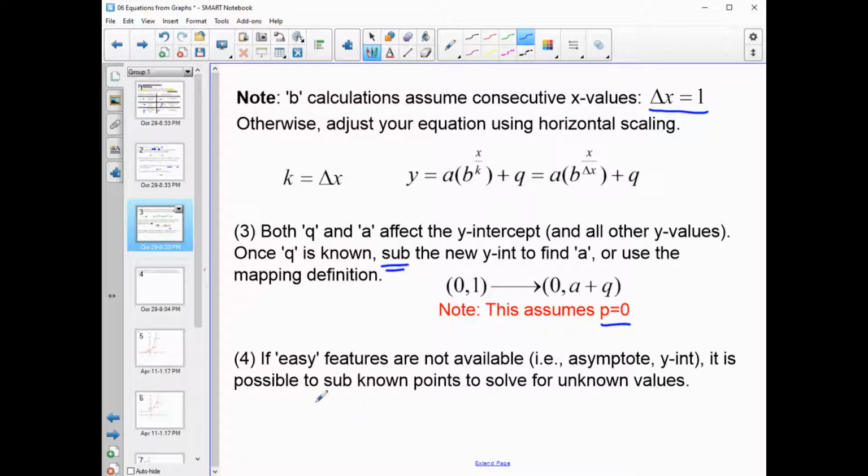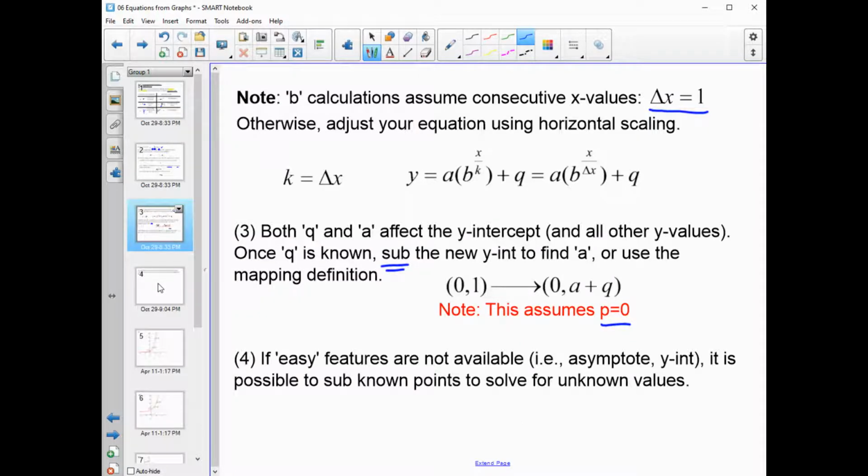And then we get back into the more difficult scenario, which I partially described already. If some of these easier features are not available to work with, the asymptote being the best one, that's the thing you most want to see. And the y-intercept can actually make your life quite a bit easier as well. If you can't do that, then you can substitute known points and you can solve for unknown values, essentially creating a system of equations. And once again, my most complex example is the last example. I'm going to illustrate number 4 here that way as well.